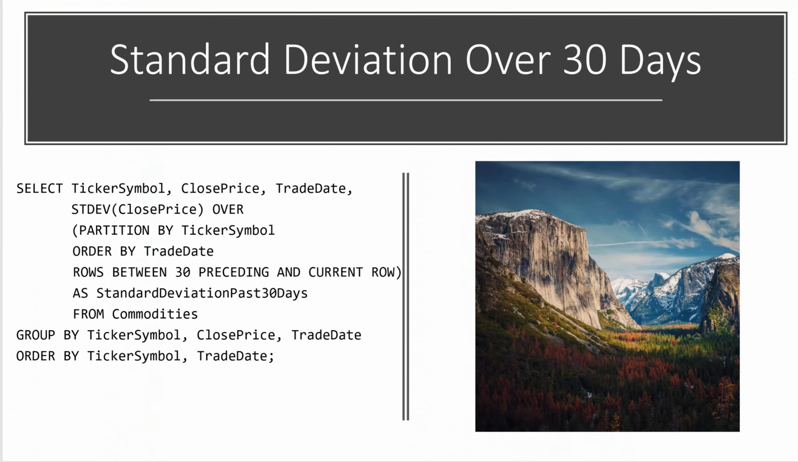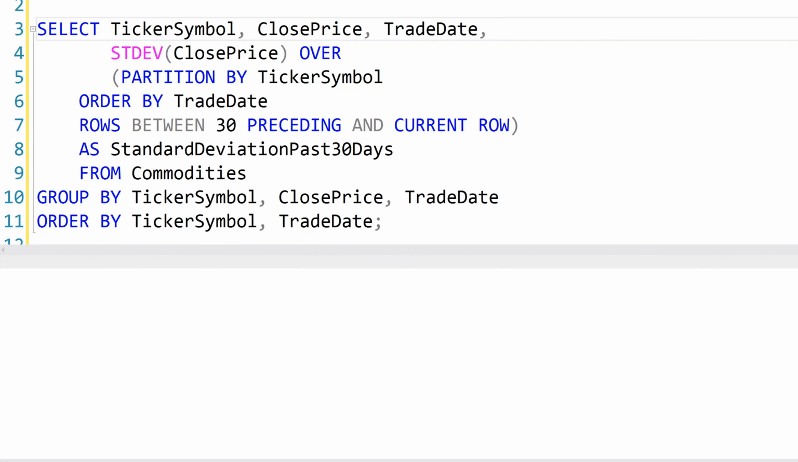Another calculation that we often want to make is standard deviation. Now we can look at the standard deviation for the given commodity, but it might be more useful to look at the standard deviation over 30 days, meaning the past 30 days. So here's a query that calculates the standard deviation for each commodity for 30 days. Let's go to SQL Server. Let's execute.